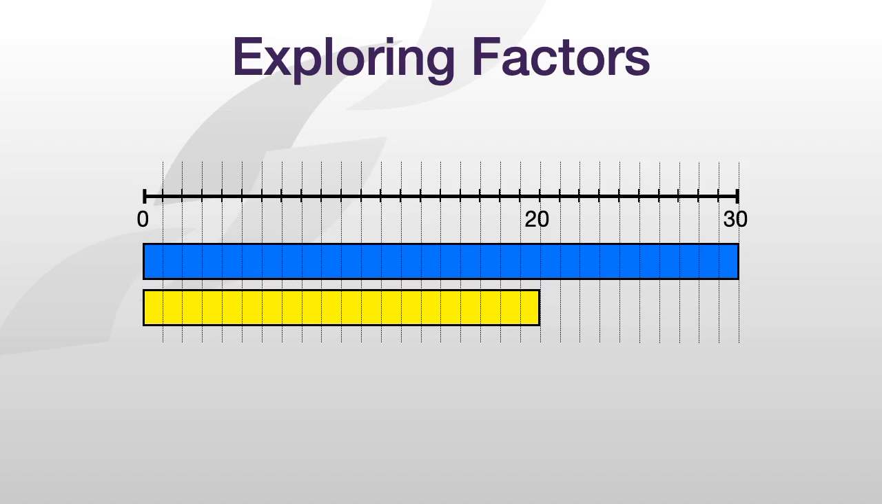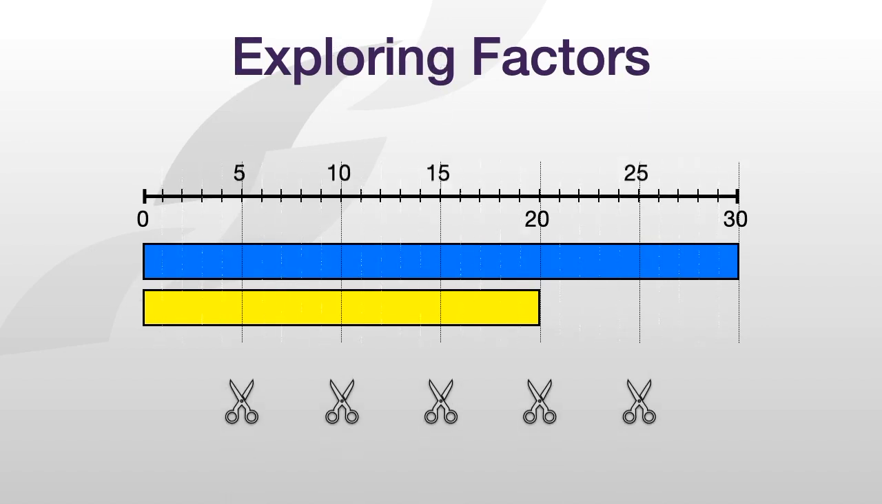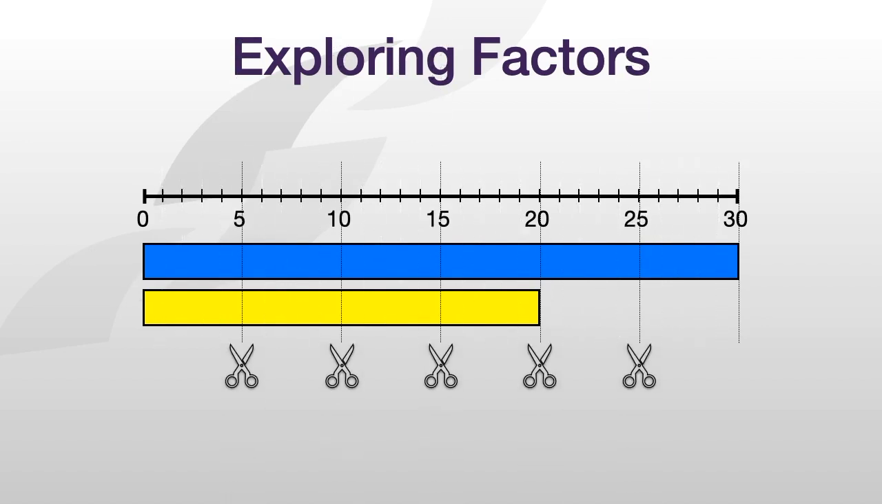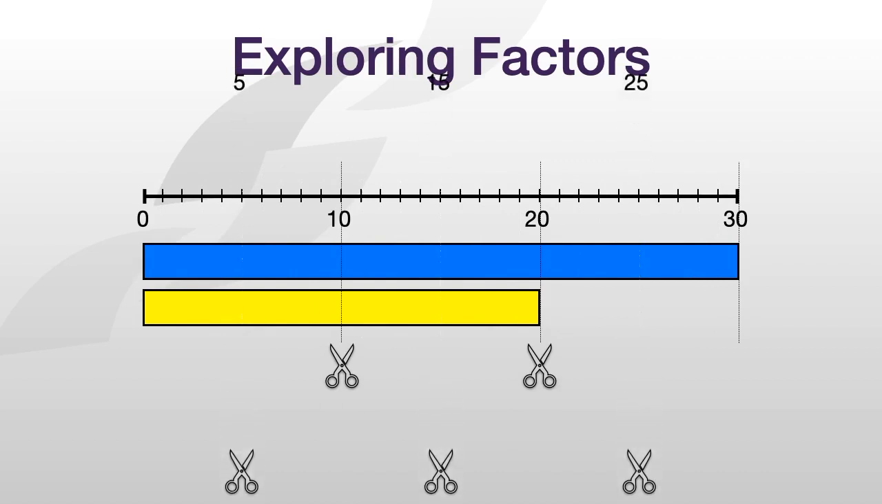Since 5 is a factor of both 30 and 20, each ribbon could be cut into 5 centimeter pieces without leaving a remainder. 10 is also a factor of both 30 and 20. Each ribbon could be cut instead into 10 centimeter pieces. The largest cut that could be made is 10 centimeters.